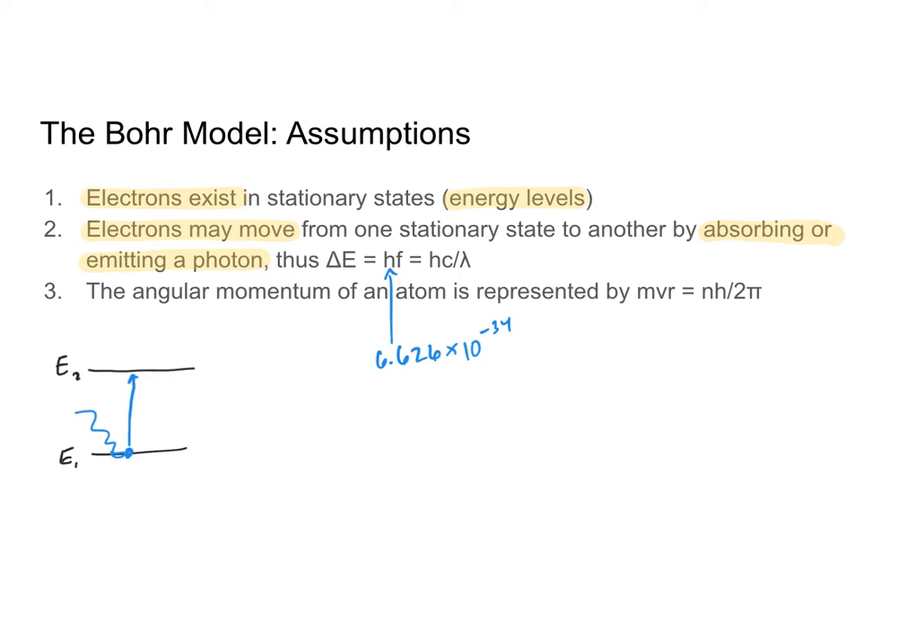And then finally, we are going to represent the angular momentum by mass times velocity times radius is equal to nh over 2 pi. The angular momentum of an electron is represented by mass times velocity times radius is equal to n, which is the energy level number, times Planck's constant divided by 2 pi. So these are your two key equations for this topic.